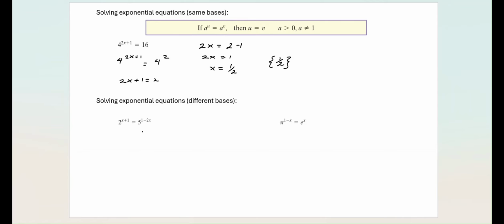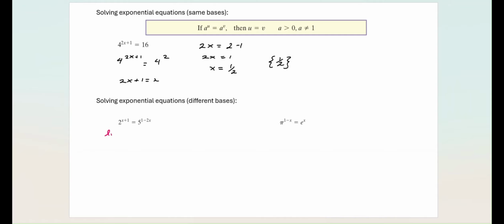Now, we have some exponential equations where doesn't matter what you try to do, you have different bases and there is no way to get the same base. In this case, we're going to apply logarithms to solve these exponential equations. We recommend to use the natural logarithm. So I will apply natural logarithm to both sides.